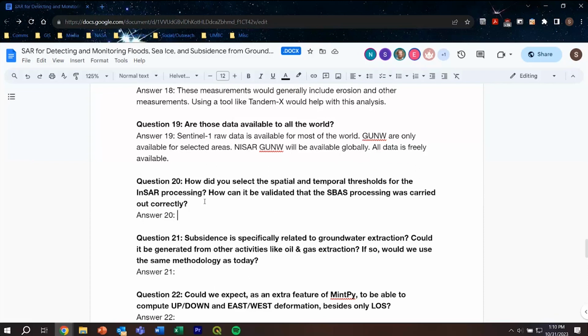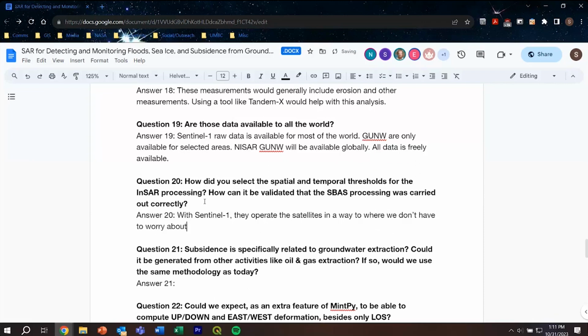With Sentinel-1, they operate the satellites in a way that we don't worry about the spatial baselines because they're always short. That will also be true for NISAR, and so that's not a problem.